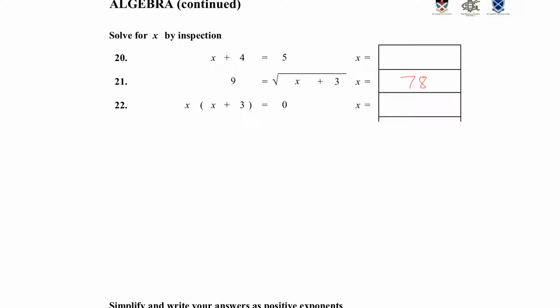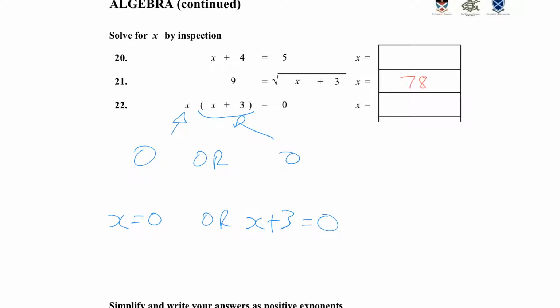Okay, quite a few takers for question 22. And we've got x times x plus 3 equals 0. Well, 0 times anything equals 0, right? So in other words, either this bit is 0, or this bit here is equal to 0. In other words, either x is 0, or x plus 3 is 0. Because if either one of those is 0, then that whole thing is going to be 0, because 0 times anything is 0. So from these two, we've got x equals 0, or x equals minus 3.